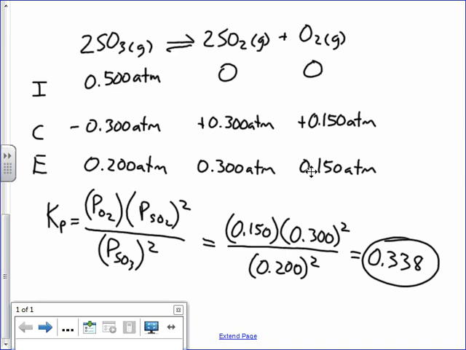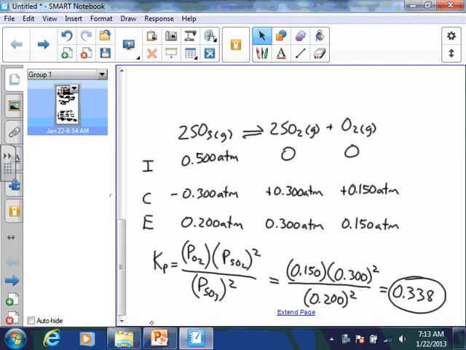Next time we get to learn how to use the quadratic formula in chemistry. Yeah, that'll be fun. It probably won't be fun, actually.